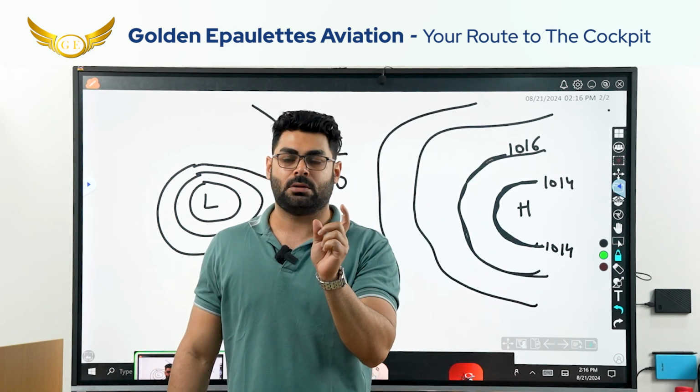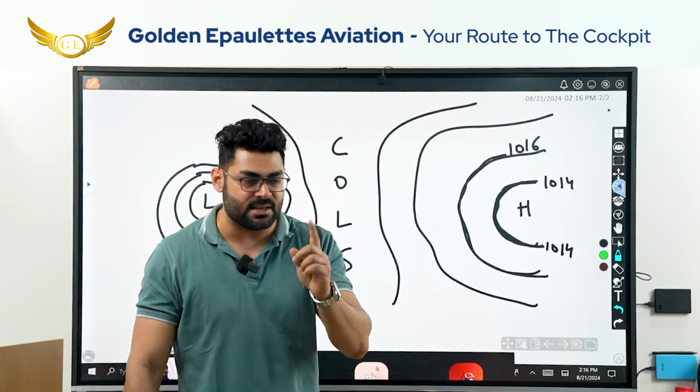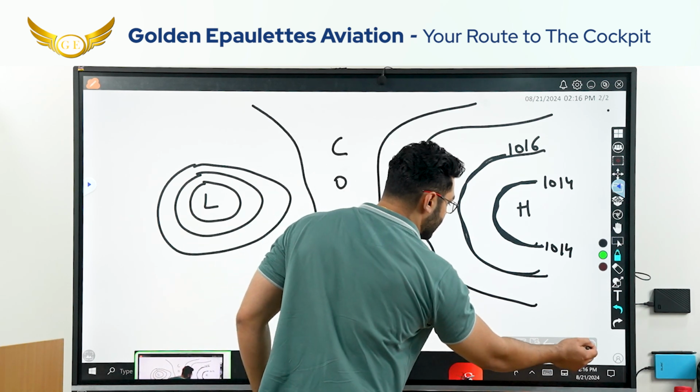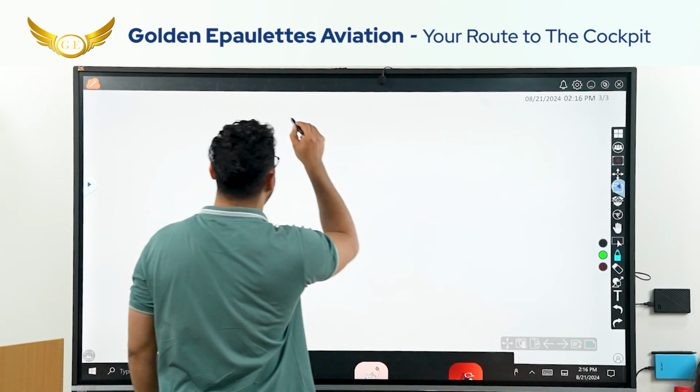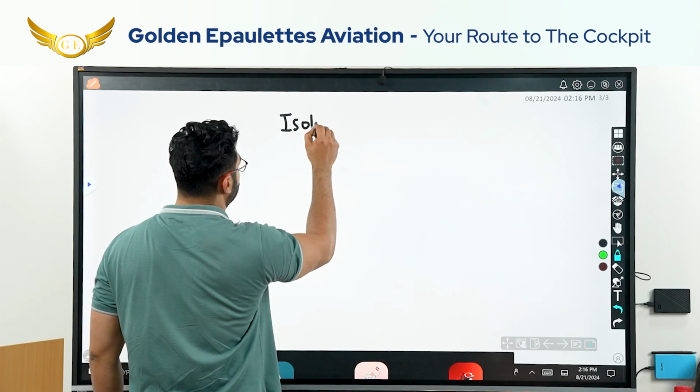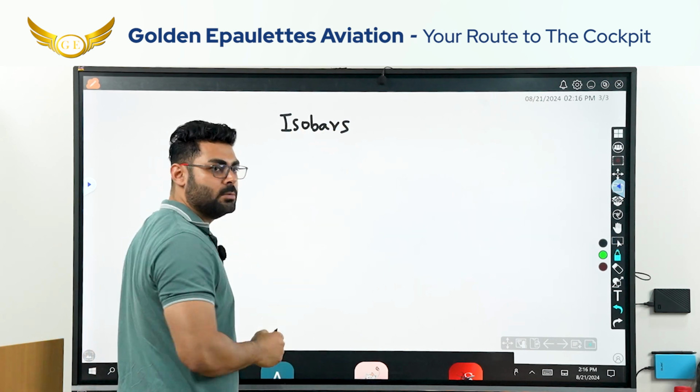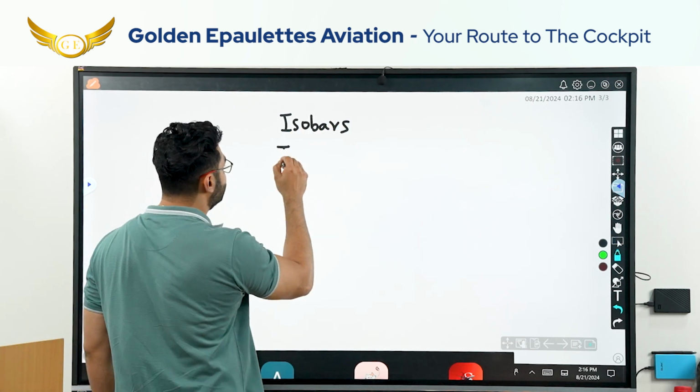Equal pressure. Exam mein kya puchte hain? What they ask in the exam is the difference between isobars and a very similar sounding term which is called as icelobars.